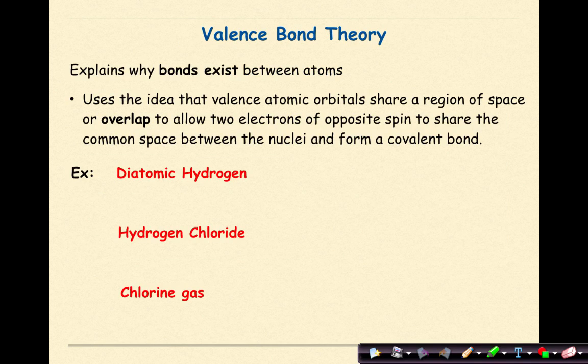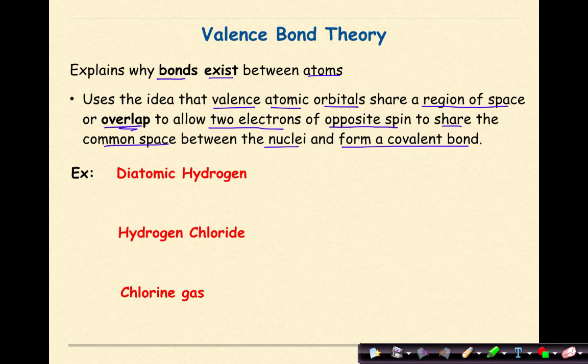Let's start out by talking about valence bond theory. This explains why bonds exist between atoms. It uses the idea that valence atomic orbitals share a region of space, or overlap, to allow two electrons of opposite spin to share the common space between the nuclei and form a covalent bond.